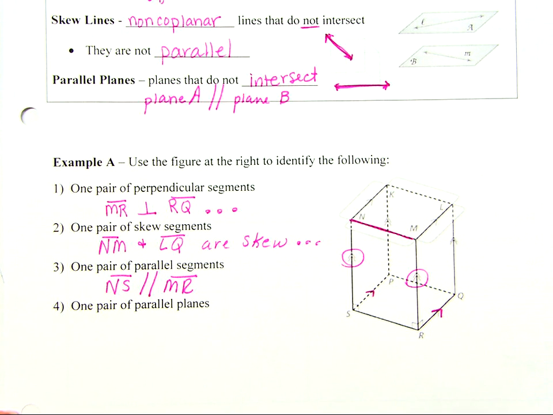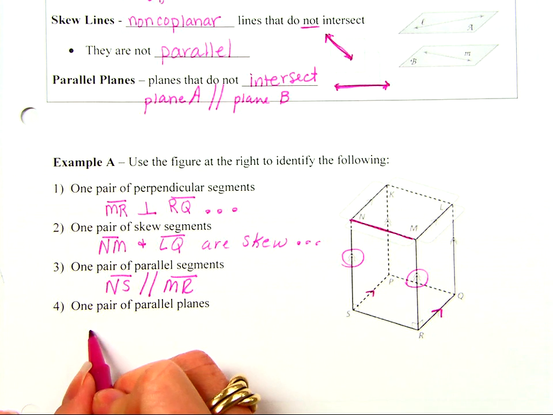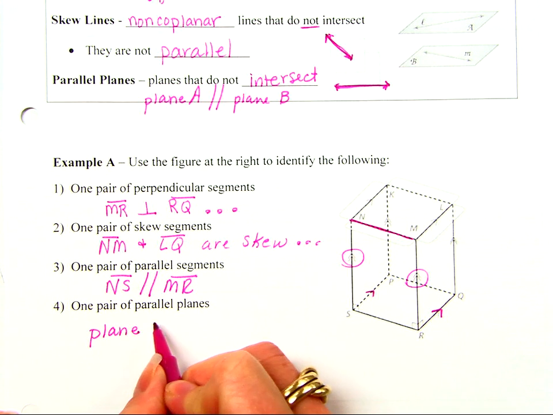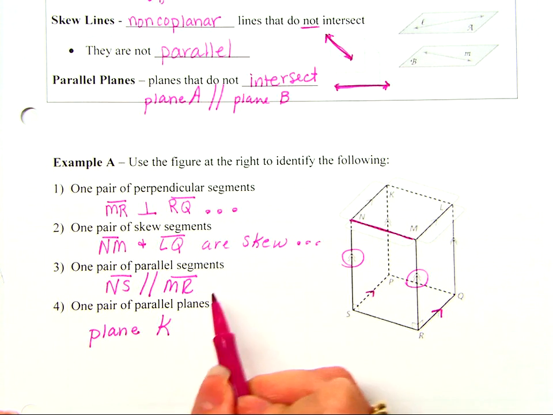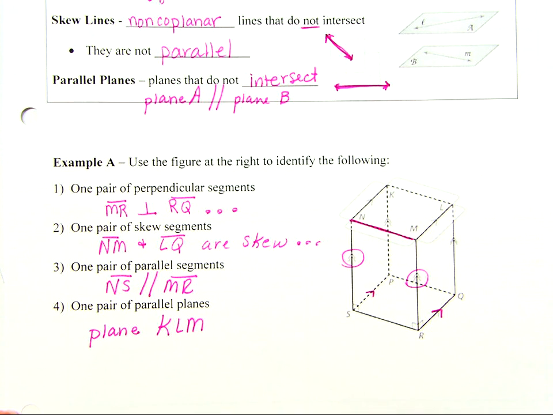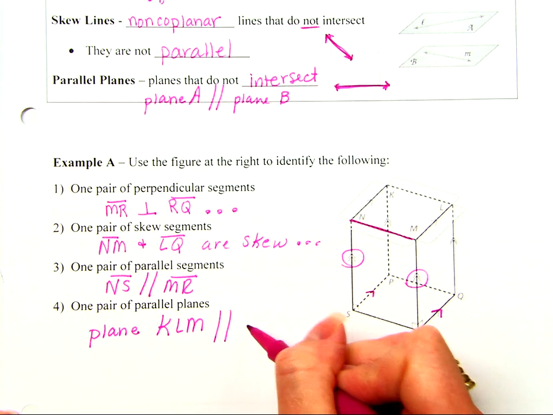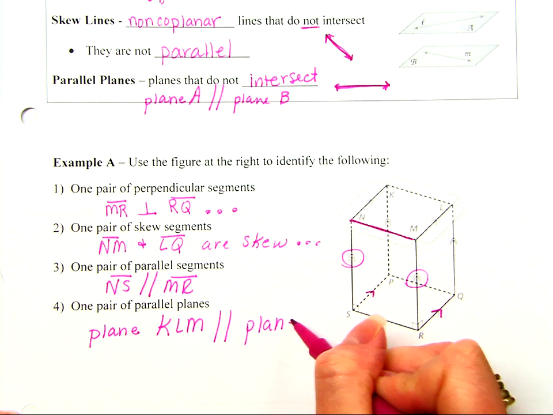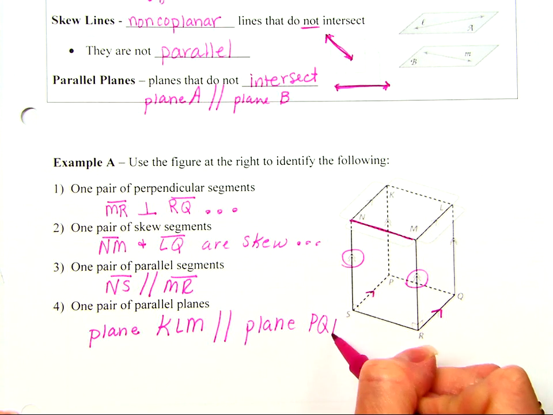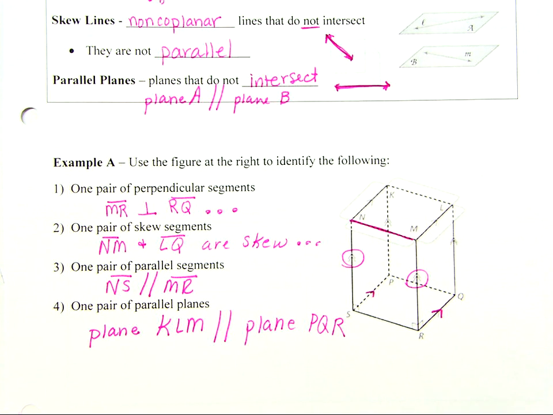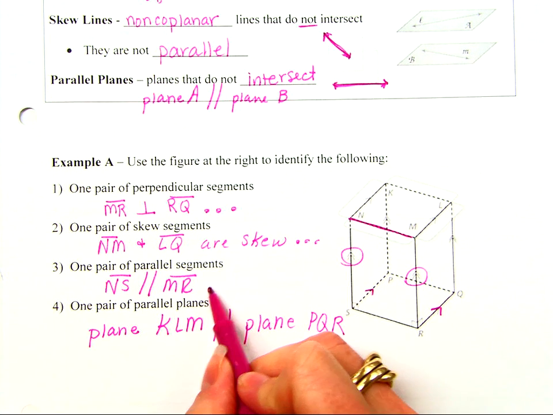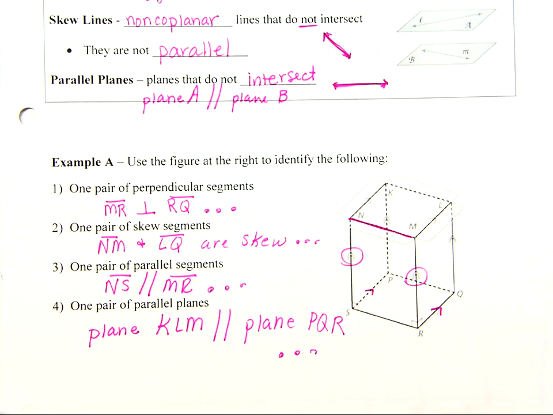Parallel planes, well, I was thinking my parallel planes, the top of my box to the bottom of my box would be two parallel planes, and those are the ones that I had chosen. You could also use the sides as well. Remember when you name the plane, technically I only need 3 points, so I could call it the plane KLM, and it really means the whole thing. You could say KLM as well, parallel to plane PQR. And again, there are other possibilities for these questions.